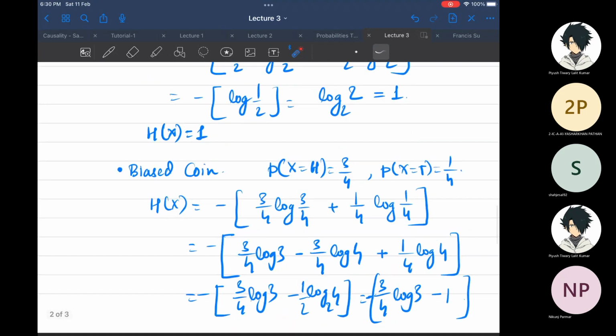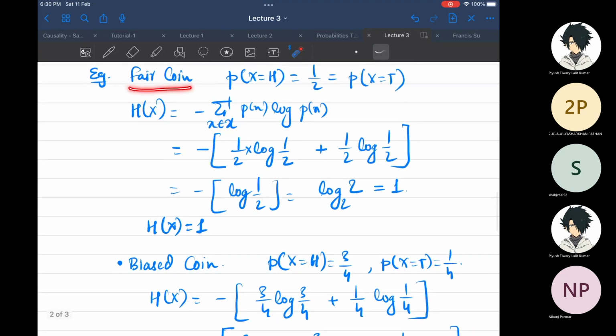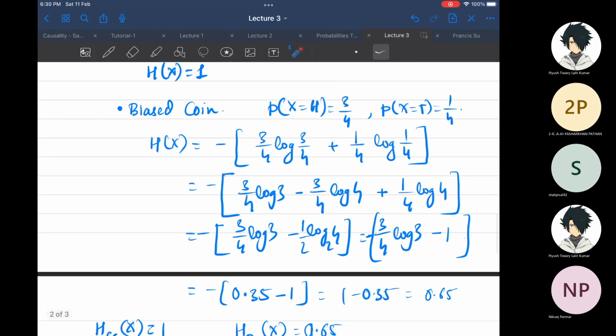So what I will say is that this was for a fair coin. Let us take a biased coin now. I hope you will agree that a biased coin has more information in it, I mean, it has less randomness. Why is it so? Because let's say you have again a coin, but this time the probability of heads is 3 by 4 and the probability of tails is 1 by 4.